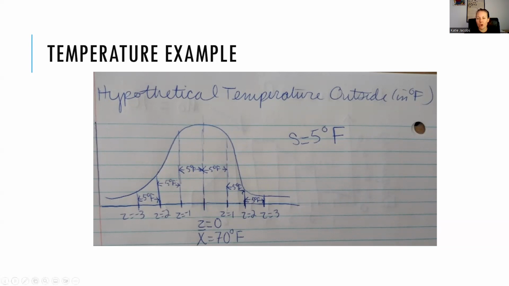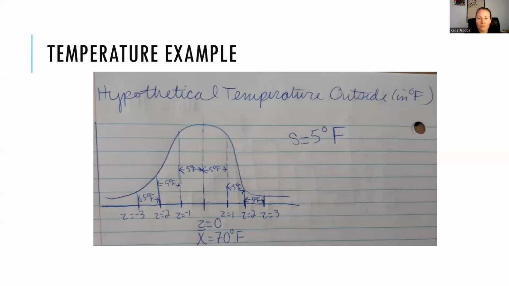So if we wanted to know what the z-score was for 80 degrees Fahrenheit, you would plug those numbers into the formula. So you would have Z equals, in the numerator, 80 minus 70, and then divided by 5 in the denominator, and 10 divided by 5 would be 2, okay?